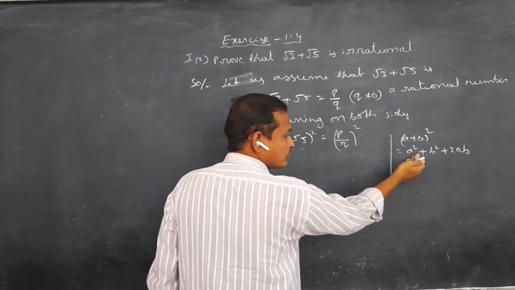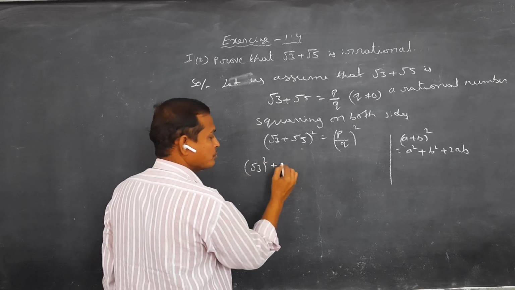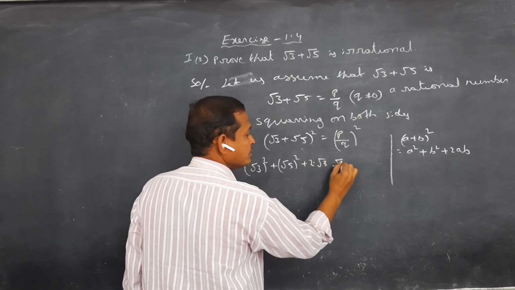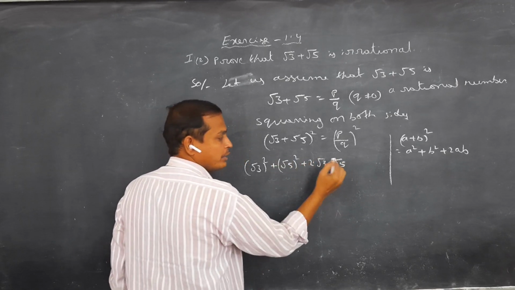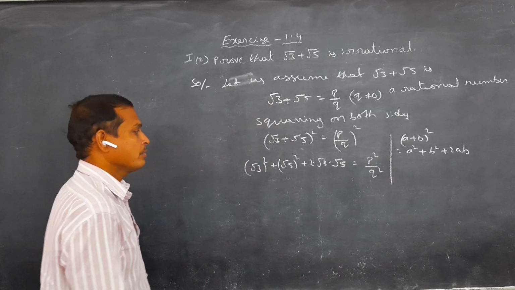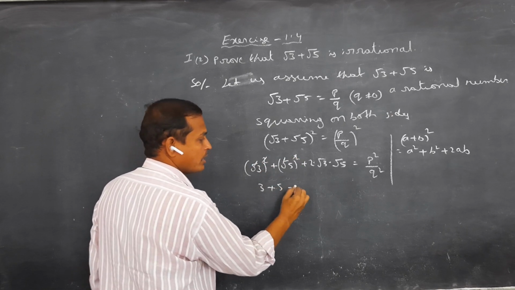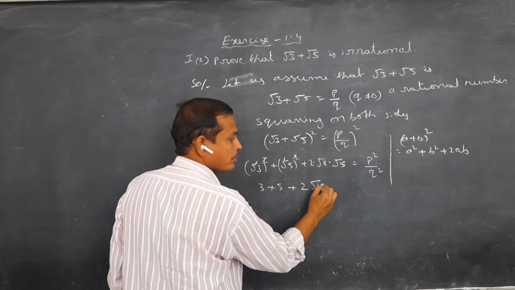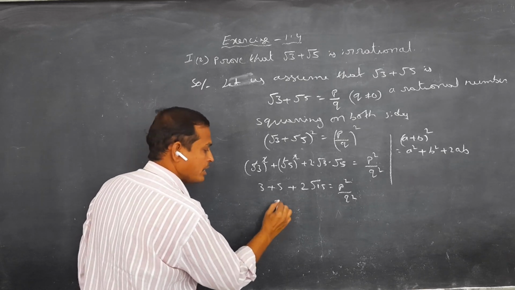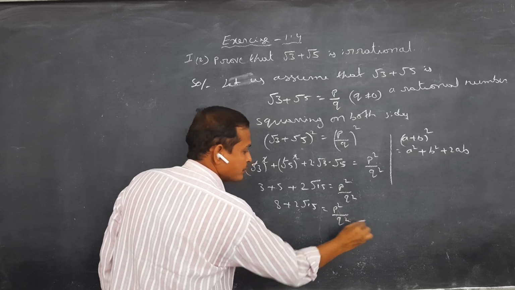So we have to substitute in the formula: root 3 whole square plus root 5 whole square plus 2ab, means 2 into root 3 into root 5, is equal to p square by q square. Okay? So square root can cancel. So 3 plus 5 plus 2 root 15 is equal to p square by q square. So 3 plus 5, 8, plus 2 root 15 is equal to p square by q square.